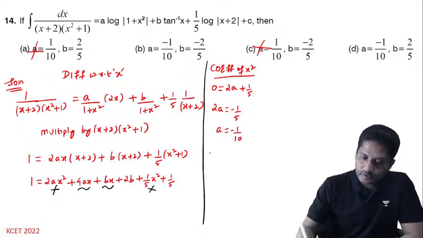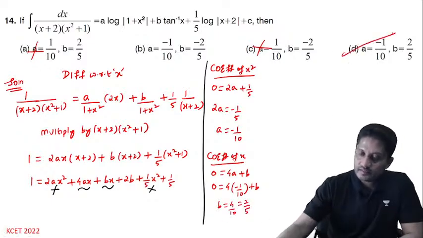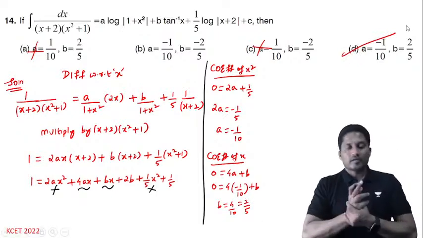Alright, now if I take coefficient of x, left side it is 0, coefficient of x is 4a, coefficient of x is b. Alright, now 0 is equal to 4 into a, which is minus 1 by 10, plus b. You will get b is equal to 4 by 10, which is equal to 2 by 5. Hope this is useful, guys. Answer is option D. Right, you understand?